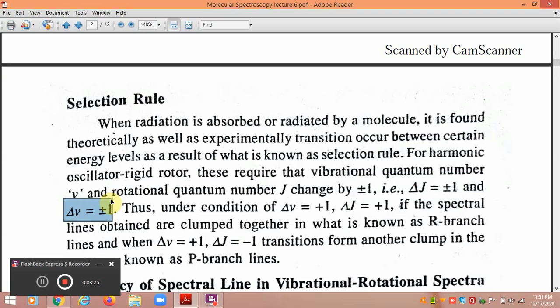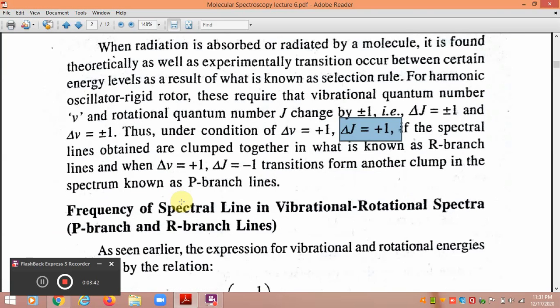So for vibrational rotational spectroscopy, the selection rule is delta J equal to plus minus 1, and delta V is also plus minus 1. Under this condition, if delta V is equal to plus 1 and delta J is equal to plus 1, the spectral lines obtained are clumped together and known as R branch lines. And when delta V is equal to plus 1 and delta J is equal to minus 1, the spectral lines obtained are clumped together and called P branch lines. So this is the condition for R branch lines and P branch lines in the vibration-rotation spectra.